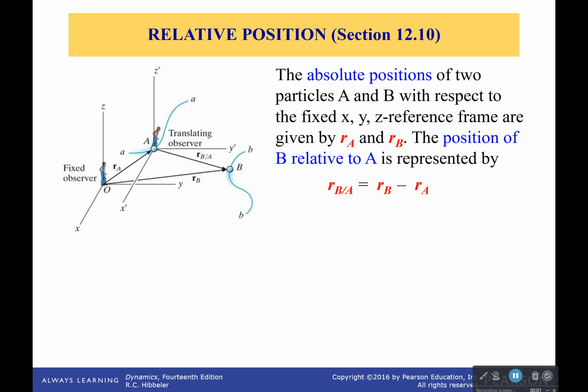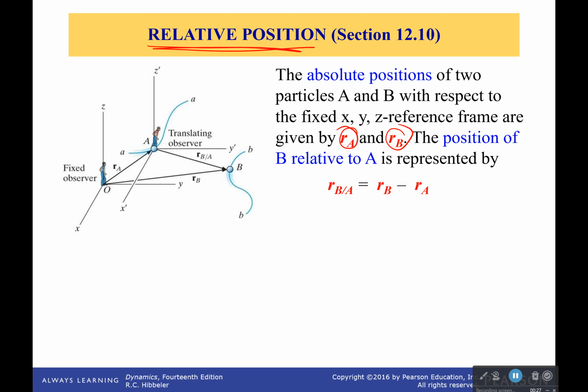Hello everyone. Now we're going to be talking about relative position. Okay. Now we know what the absolute position of two particles is. At least we have a term for it. And it's using these position vectors, where r sub a is to a from our origin, or from some sort of fixed observer, and r sub b is to our point b, also from that fixed observer.